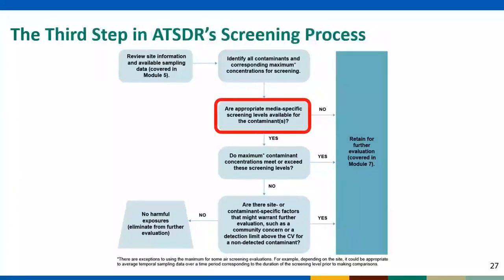In the third step, which is highlighted in red, you'll look for screening levels that are specific to each contaminant in each medium in your data set. You'll ask the question, are appropriate media-specific screening levels available for our contaminant? If the answer is no, that is, if you don't have appropriate screening levels for the contaminant, you'll proceed to the right on this figure and retain that contaminant for further evaluation, which is covered in Module 7.